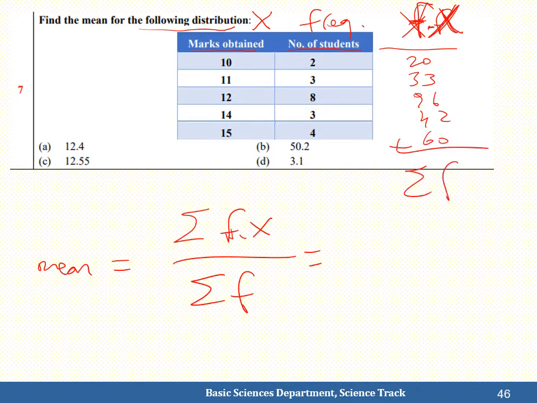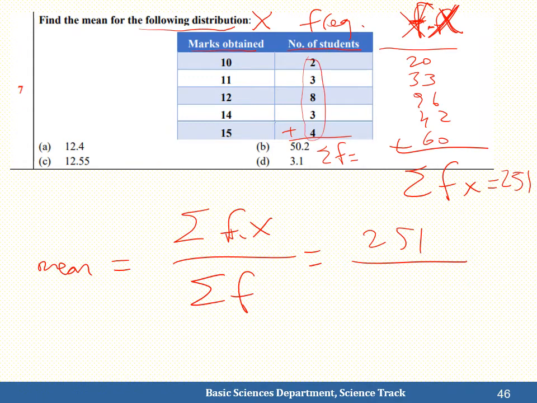When you add them, you will get this sum, which is equal to 251, and the sum of the frequencies, if you add them, is 20. So 251 divided by 20 is 12.55. So we have C. That's the correct answer.